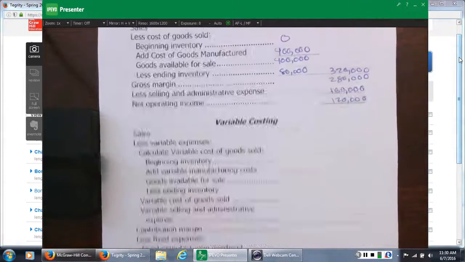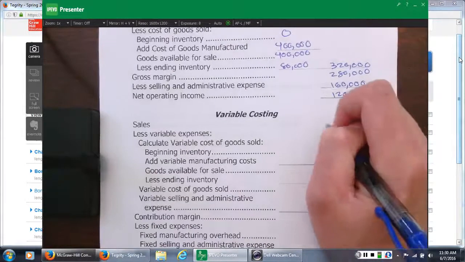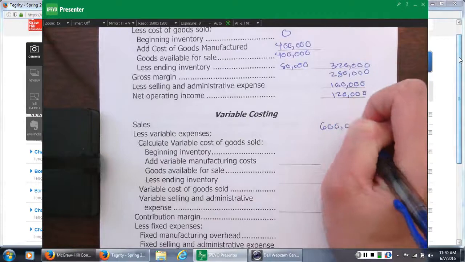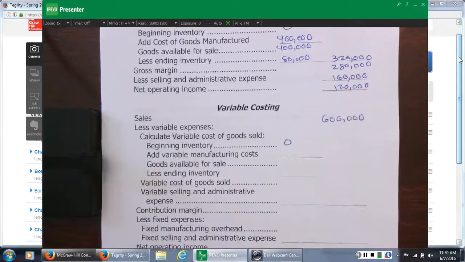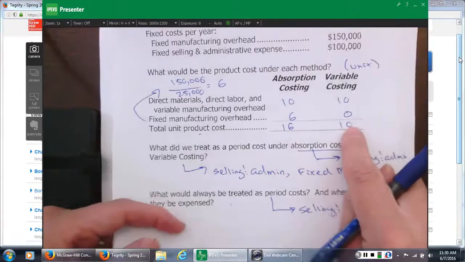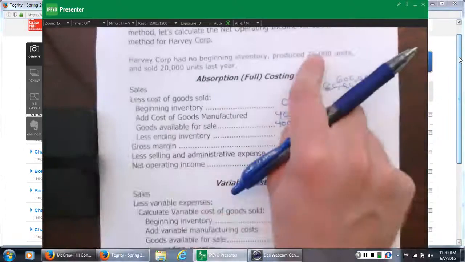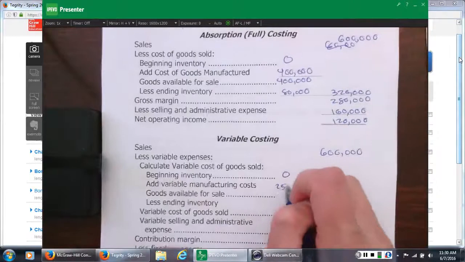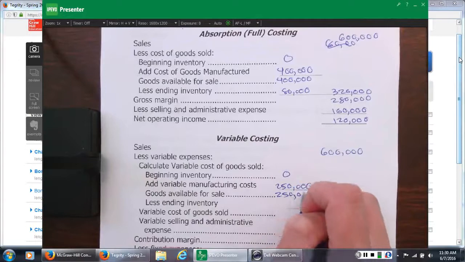Okay. Let's jump down here to look at variable costing. So we have our 600,000, of course. Then we have our zero beginning inventory, and then we add in our variable manufacturing costs. Well, this is where I was looking at the 10, so now I have the $10 per unit times the 25,000 units that I made, 250,000. Goods available for sale, 250,000.